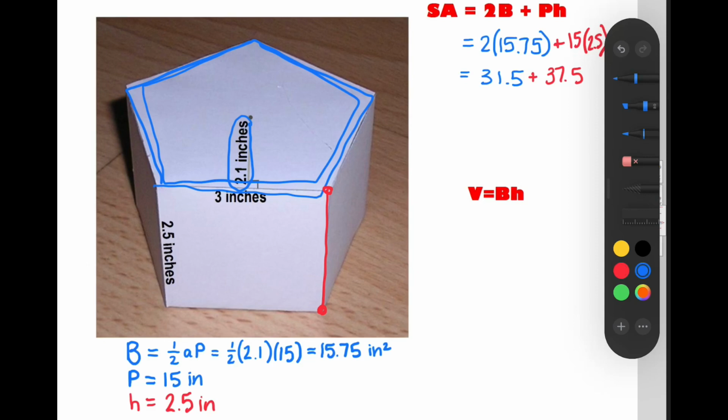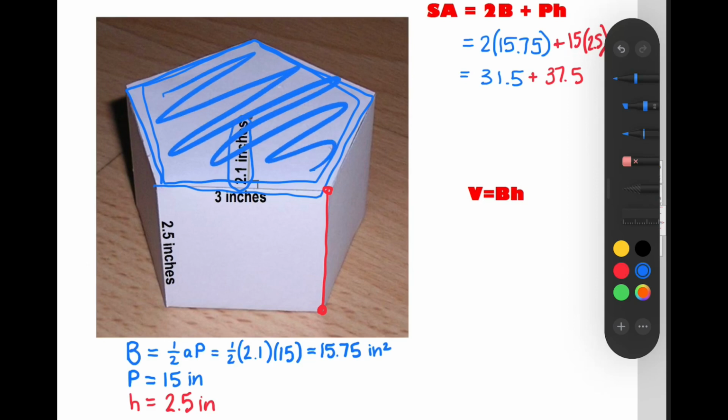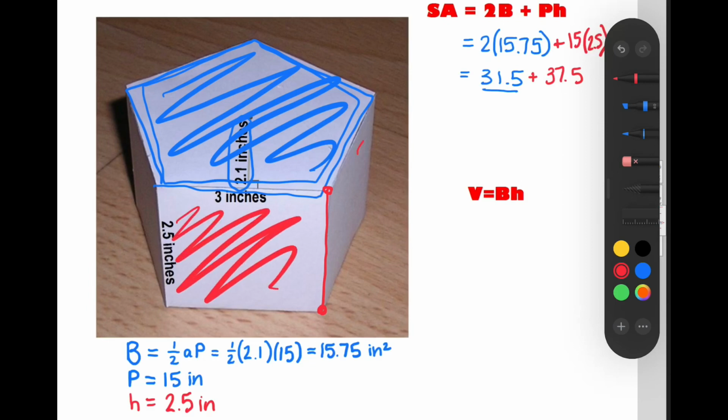I did them separately just to point out something. The base shapes, these two shapes together, make up 31.5 of the square inches, and these rectangles around the sides make up 37.5 of the surface area. So there's actually more area contained in these side lateral faces than the two bases. If I add those together, then I'll have the total surface area, which is 69 square inches.